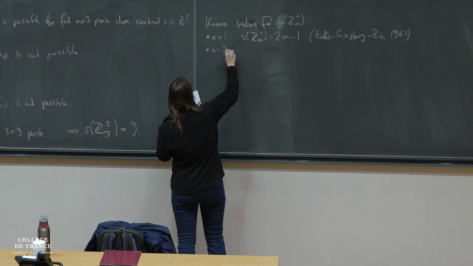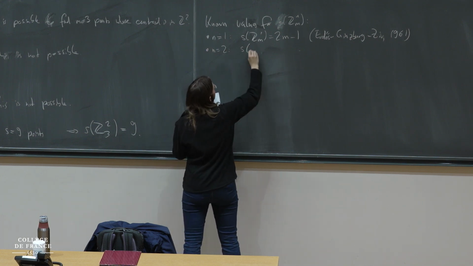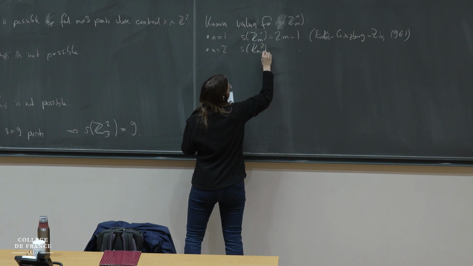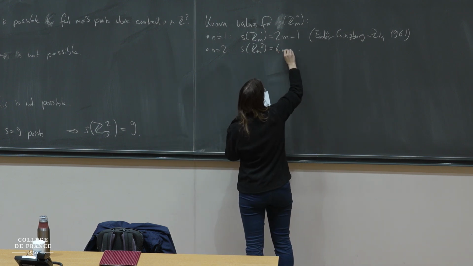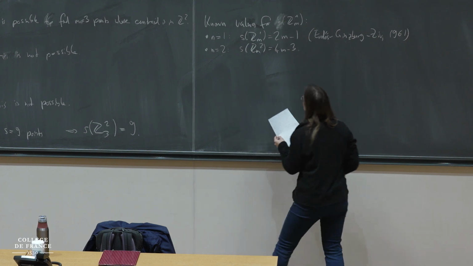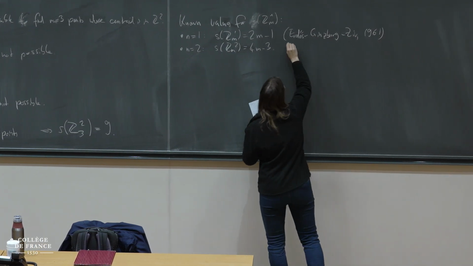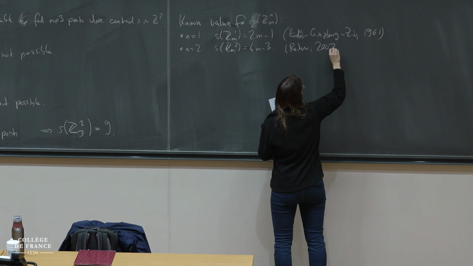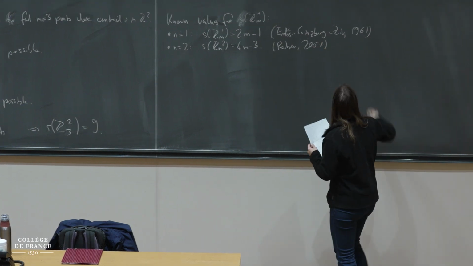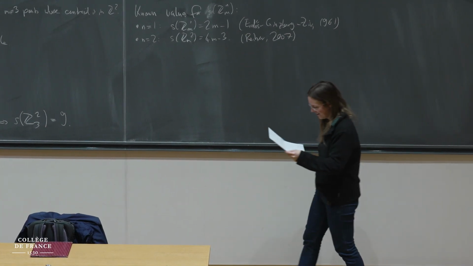Then for n equals 2, the answer is also known, but this actually took a long time since then. So the answer is known to be 4m minus 3 if the dimension is 2, and that's a result due to Reiher from 2007. So as you can see, that took quite a while.